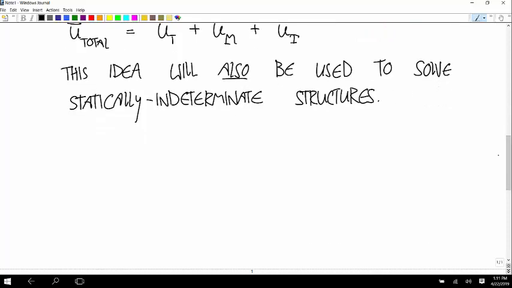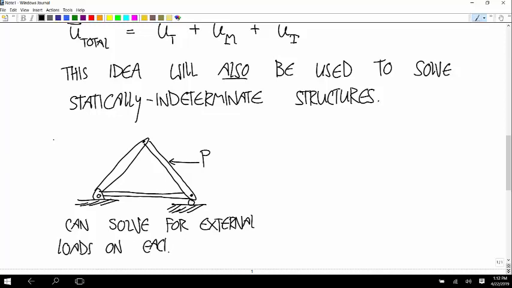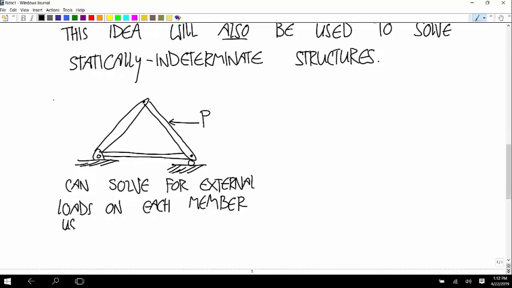Here's an illustration of statically indeterminate structures. If you have a structure like this, loaded by some force P there, you can solve for the external loads on each member using just statics, using statics alone.